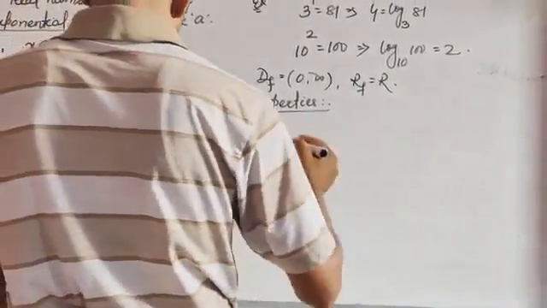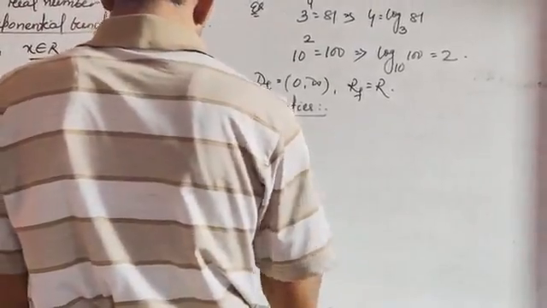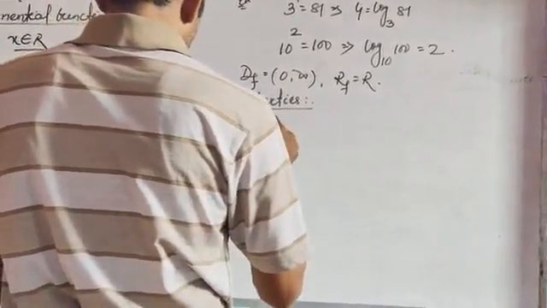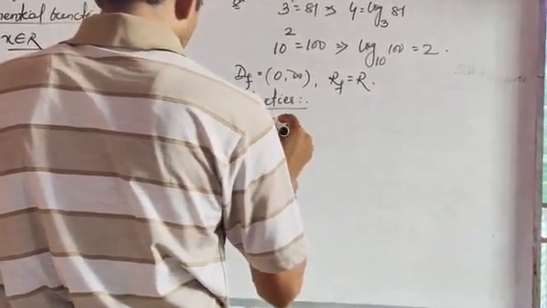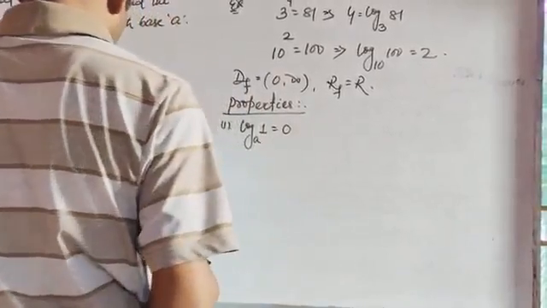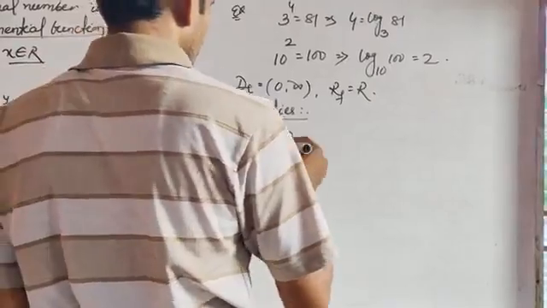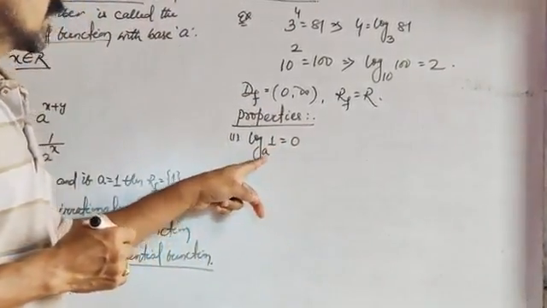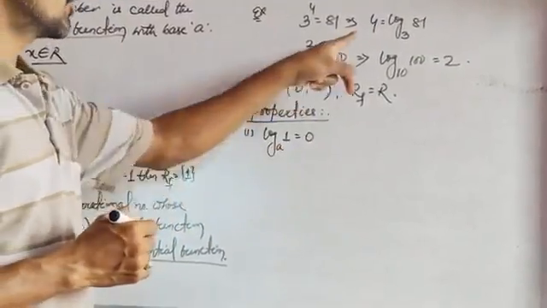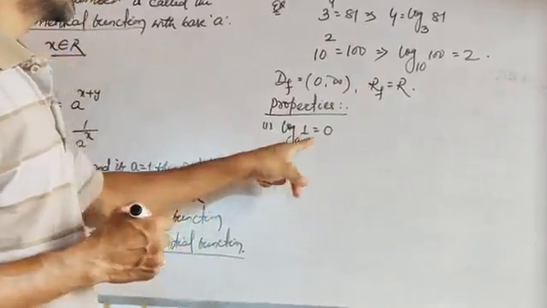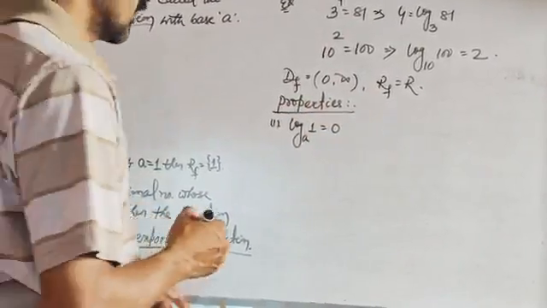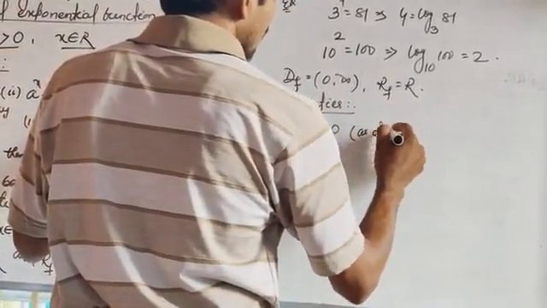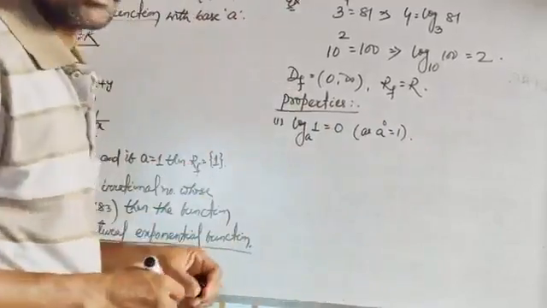First property is log a 1 is equal to 0. Why? Because if you write it in exponential form, a to the power 0 is 1. The reason is that a to the power 0 is 1. This is the first property.